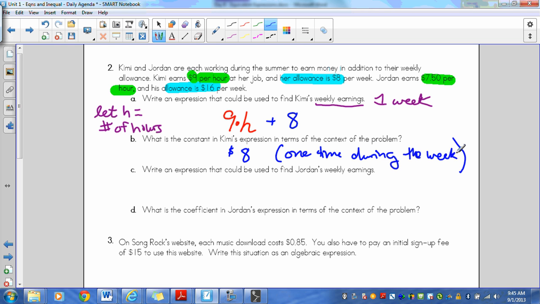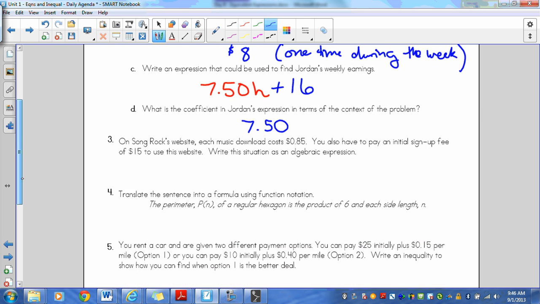An expression for Jordan. Well, she earns $7.50 per hour, or times the number of hours, and she gets $16 for her allowance that week, one time during the week. And then what is the coefficient in terms of Jordan's expression? The coefficient is the number in front of the variable, the number that's getting multiplied by the variable, so that is $7.50. So that's just a little bit into how expressions work.